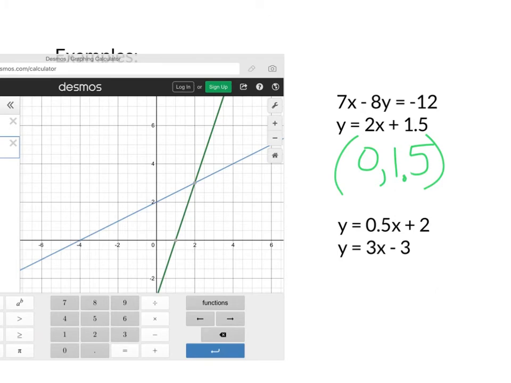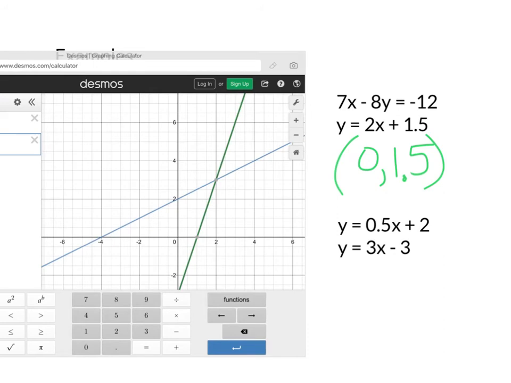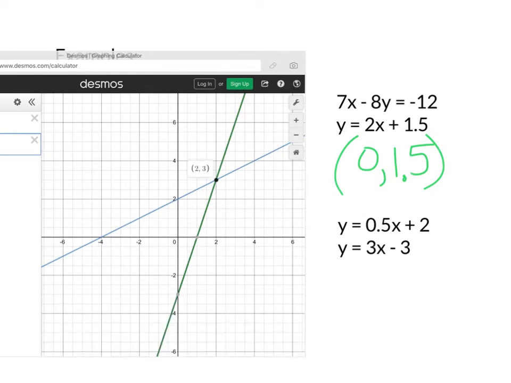Okay, I have typed in both of these equations, and this is how my graph looks. When I look for that point of intersection, my point of intersection is at 2, 3. So my solution is that ordered pair, 2, 3. Okay, so solving these systems using Desmos is really, really easy. As long as you're careful about what you type in, Desmos will give you the answers pretty much to any of these questions. All right, let's keep going.